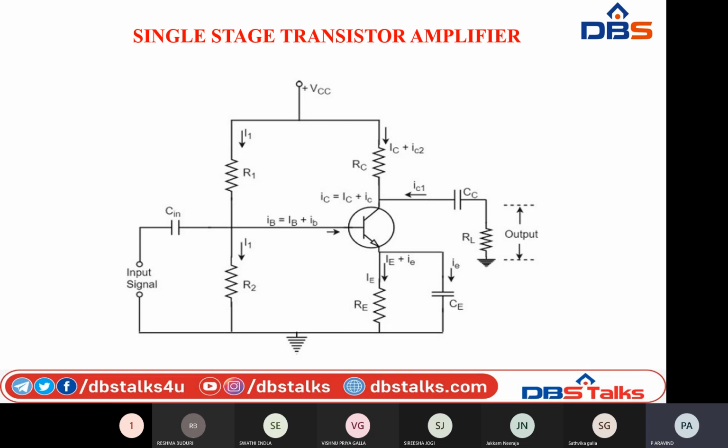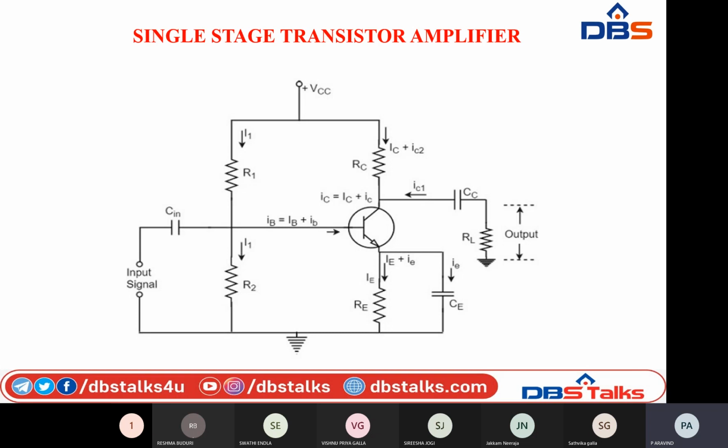Here, in this single-stage transistor amplifier, the resistors R1, R2 and RE form the biasing and stabilization circuit, which helps in establishing a particular operating point. So these three resistors, R1, R2 and RE, form the biasing and stabilization circuit, and also help to establish a proper operating point.